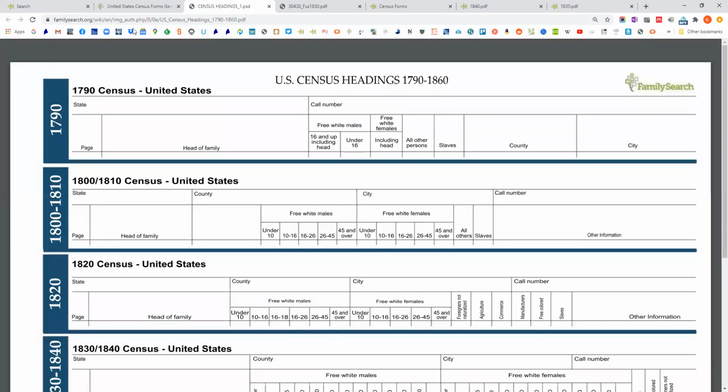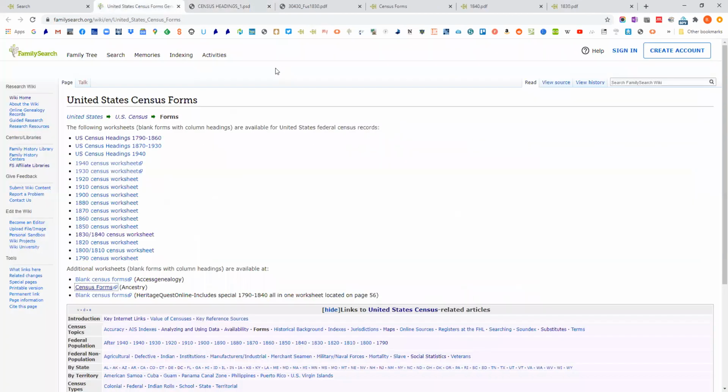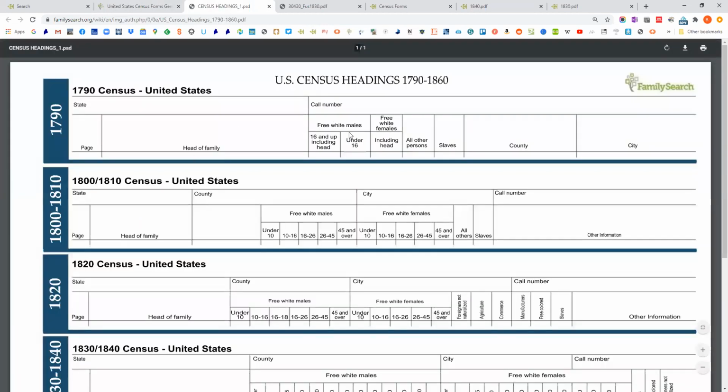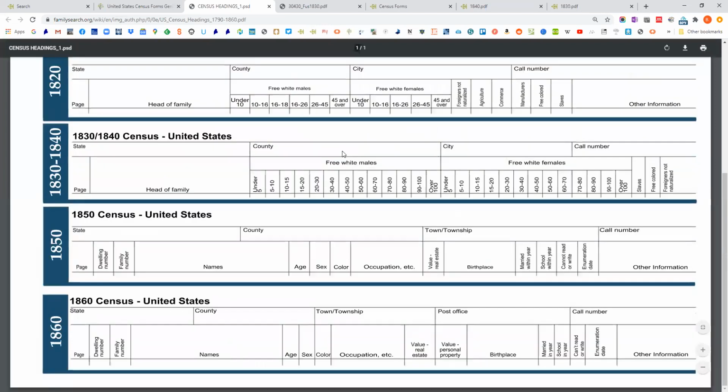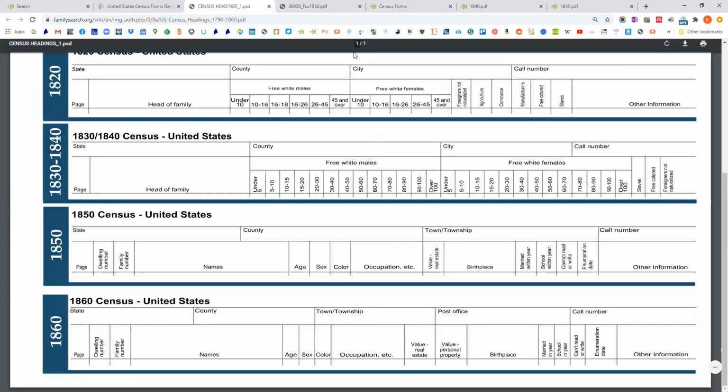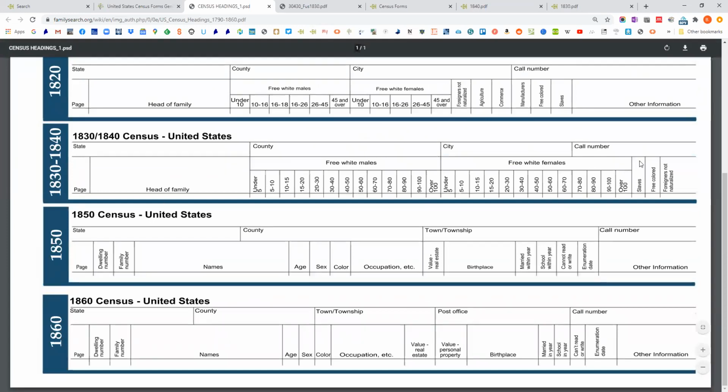Now, one of the other things, I went to the FamilySearch Wiki, and one of the categories is census forms. And if you click on this top one, you get this. And this is really handy. On one page, it's the headings for 1790 to 1860. And I've got a caveat on this. For 1830 and 40, I'm going to show you that Ancestry's is better, because there was a second page on those two that they don't have here.